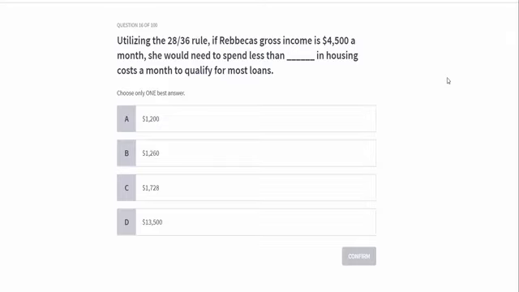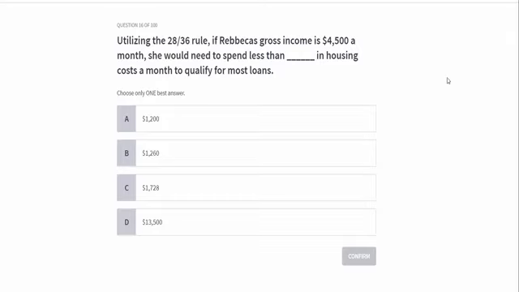So the rule states a household should spend a maximum of 28% of its gross monthly income on total housing expenses and no more than 36% on total debt service. So lenders typically want no more than 28% of your gross monthly income to go towards your housing expenses, including your mortgage payment, taxes, insurance. So once you add in monthly payments and other debt, the total shouldn't exceed that 36%. So that's the rule and what's behind it, for those of you who weren't familiar with that.